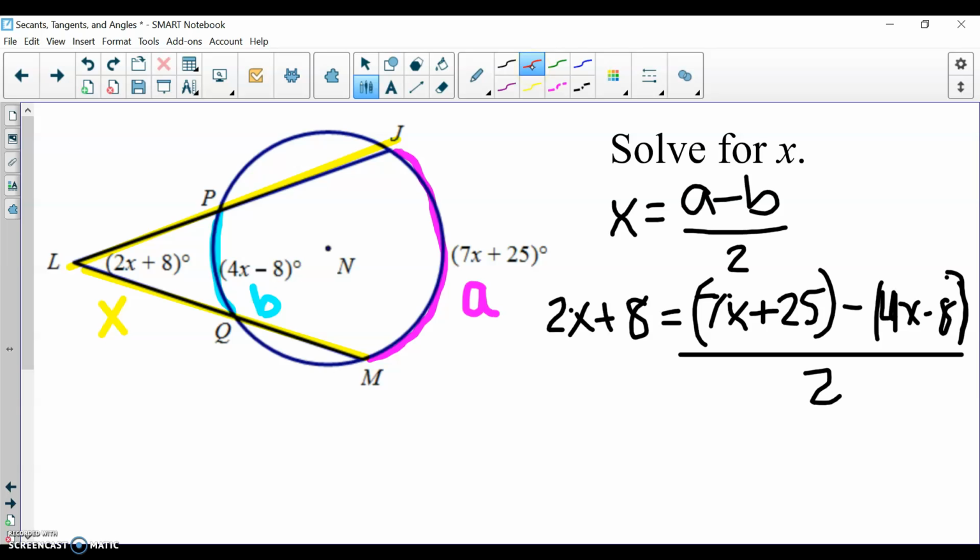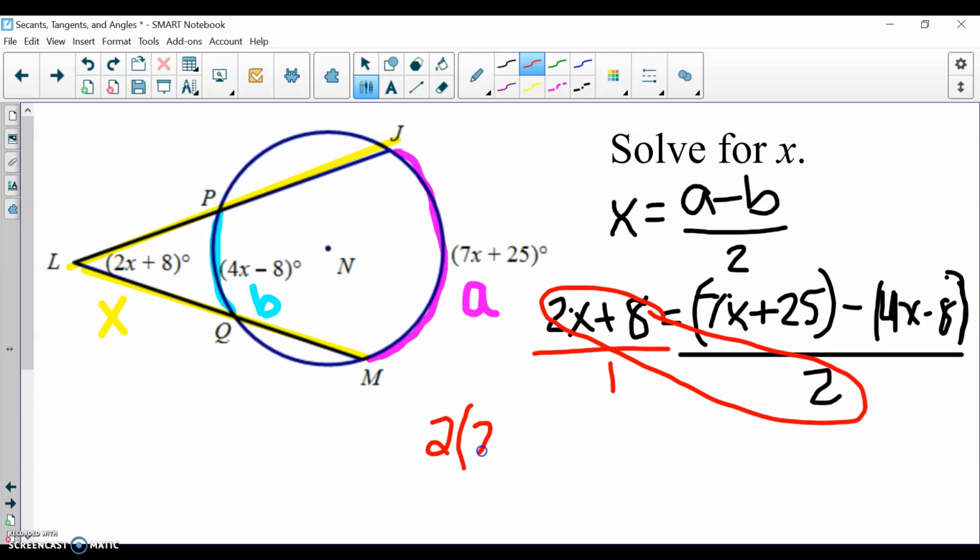Alright, so again, to get you guys started on the solving, I would create fractions. Let's do cross multiplication. Get rid of those fractions. When we cross multiply, we're going to do 2 times 2x plus 8, so there does need to be some distribution. And then 1 times the numerator of the other fraction. We're just going to go ahead and bring all of that down.